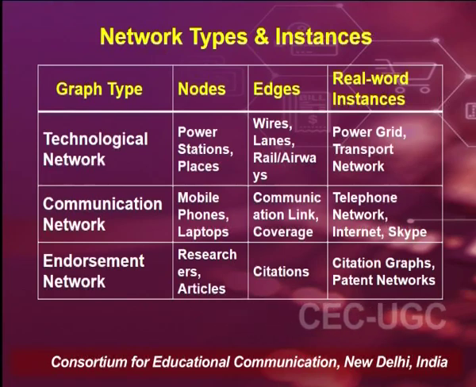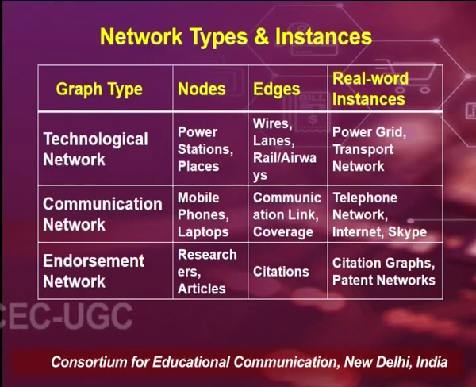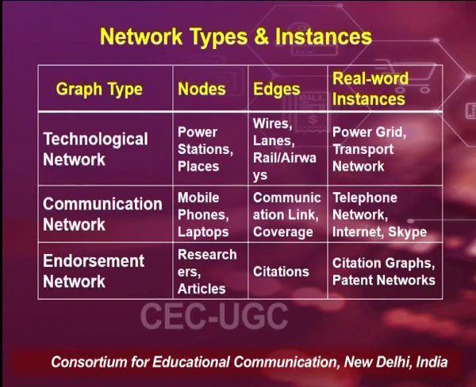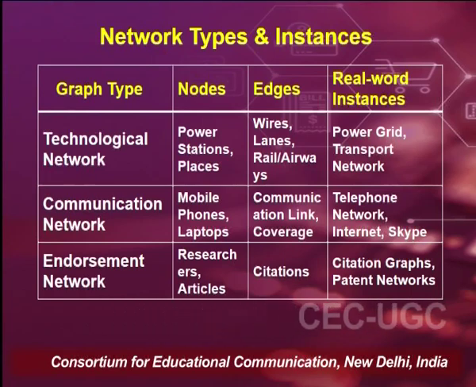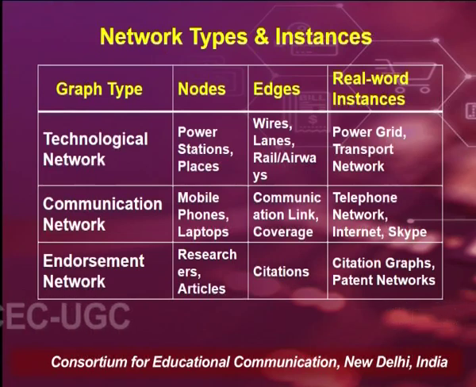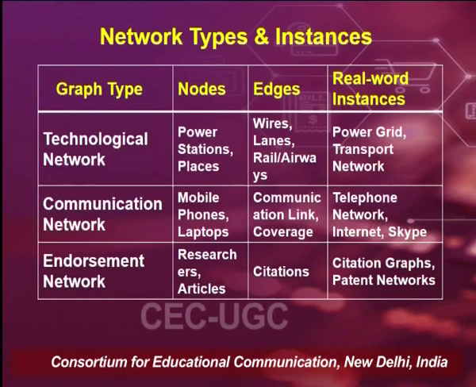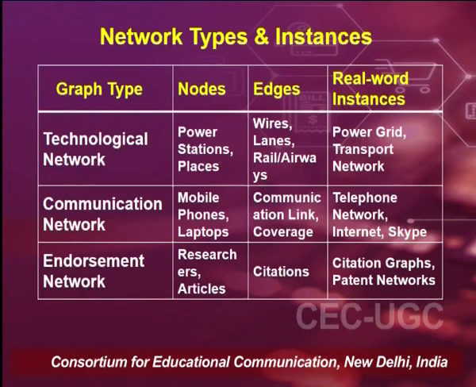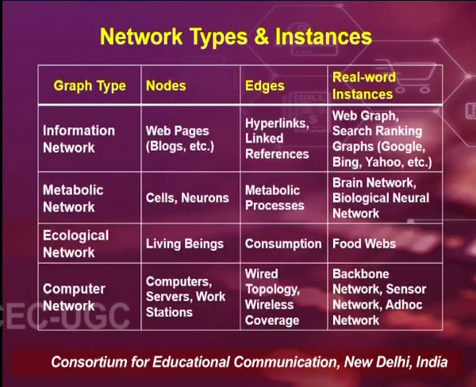And hence we have the telephone networks, internetworks, and all those things that are in the real world, they become the examples for communication network. Similarly, you have endorsement network, and you can try to understand what kind of nodes and edges could be there in case of the endorsement networks.